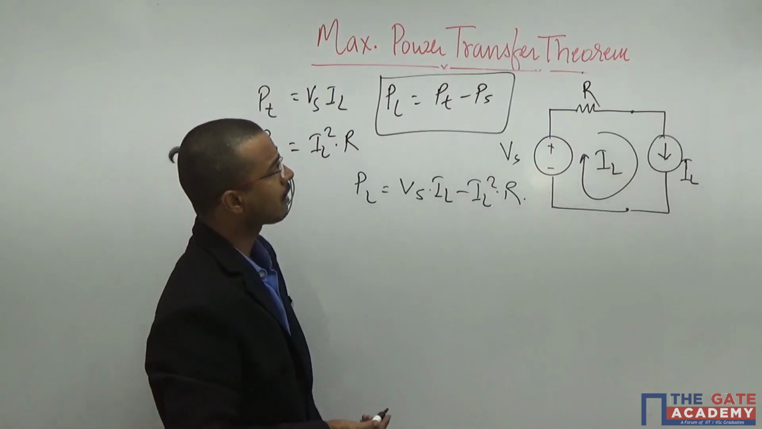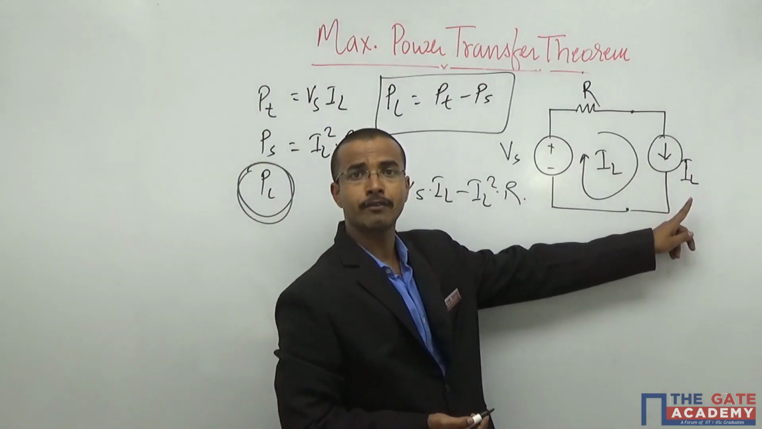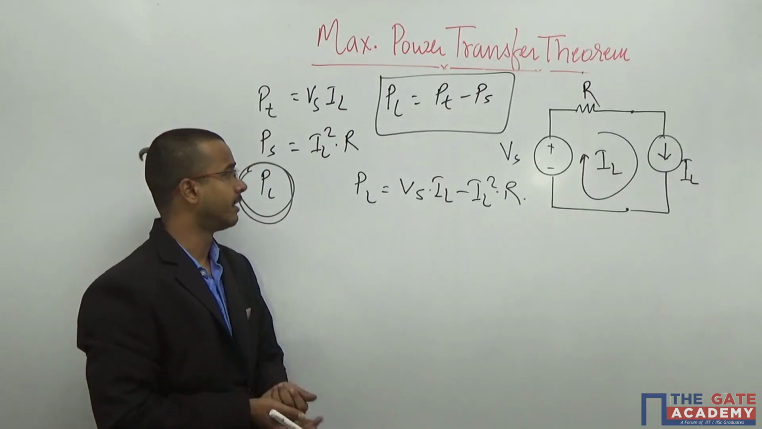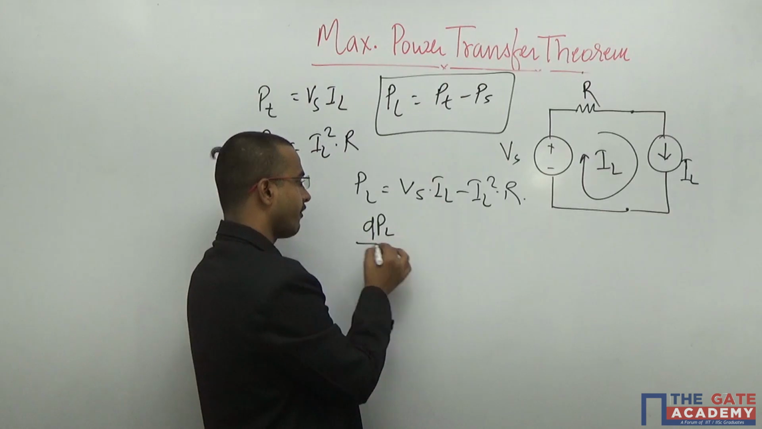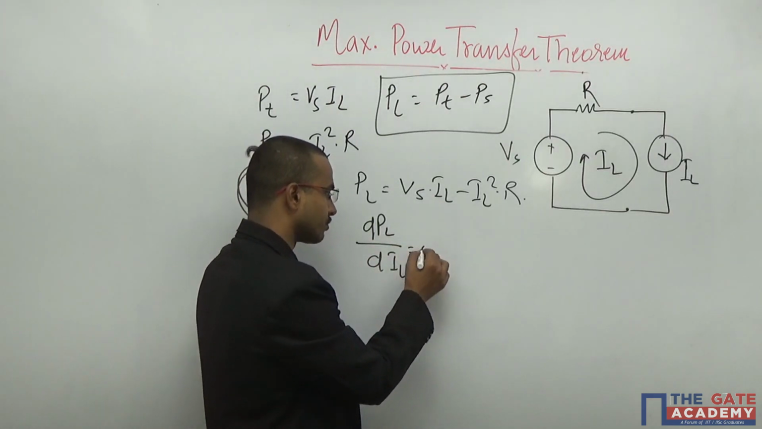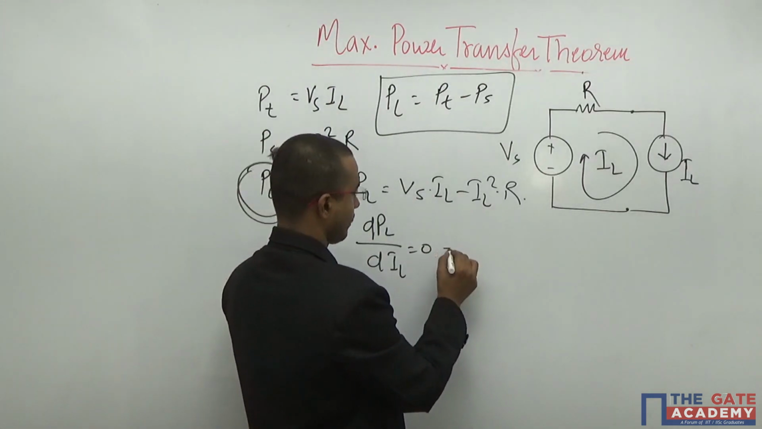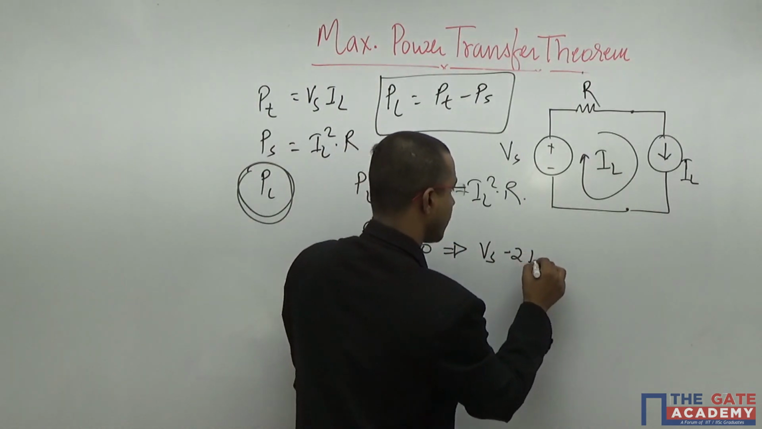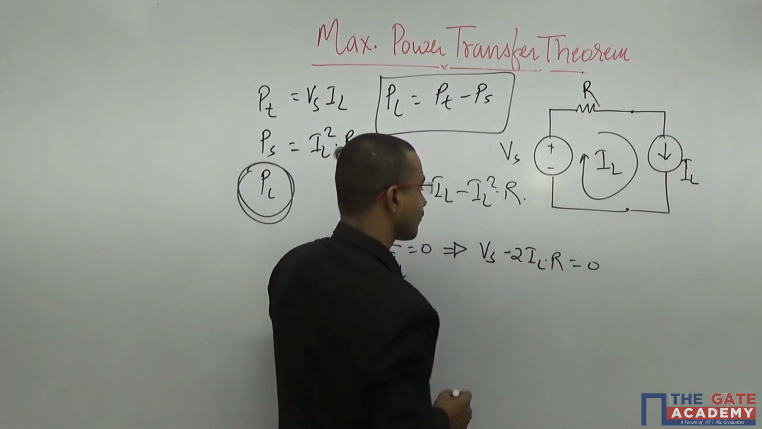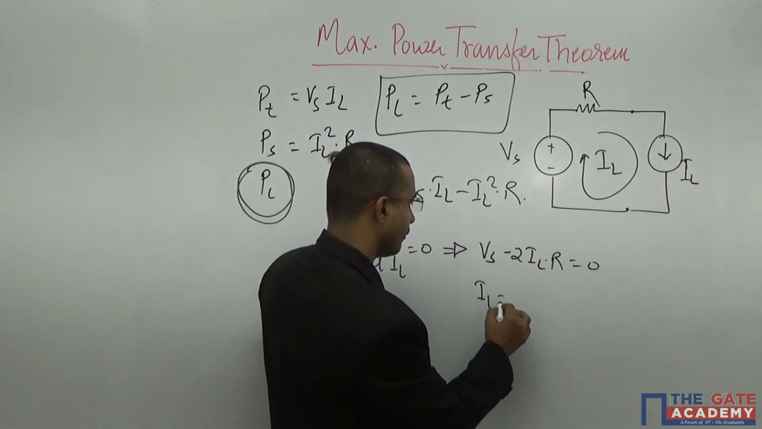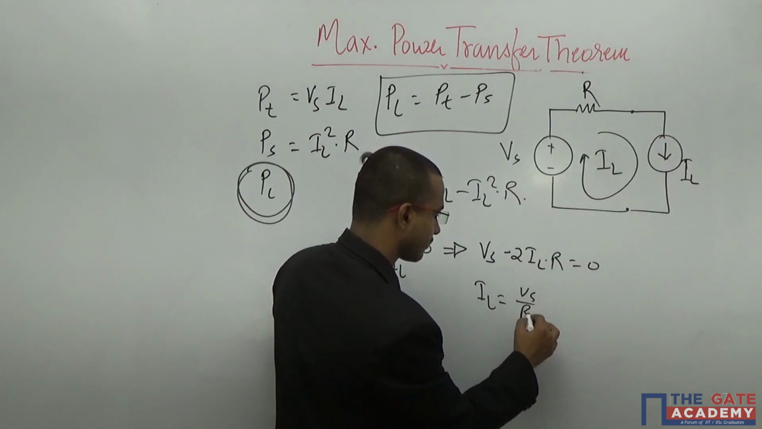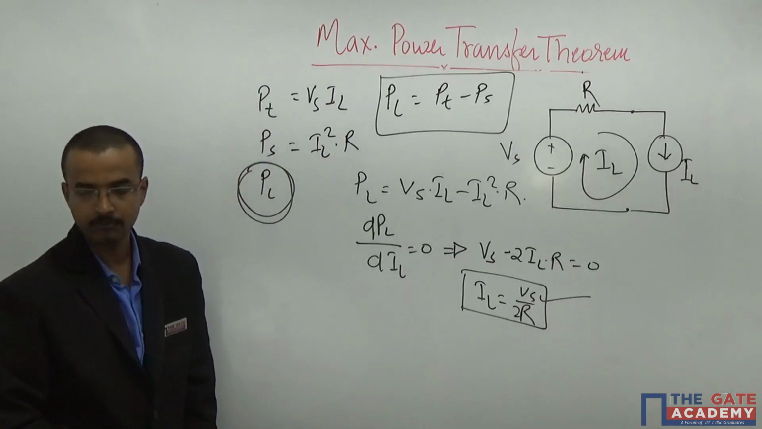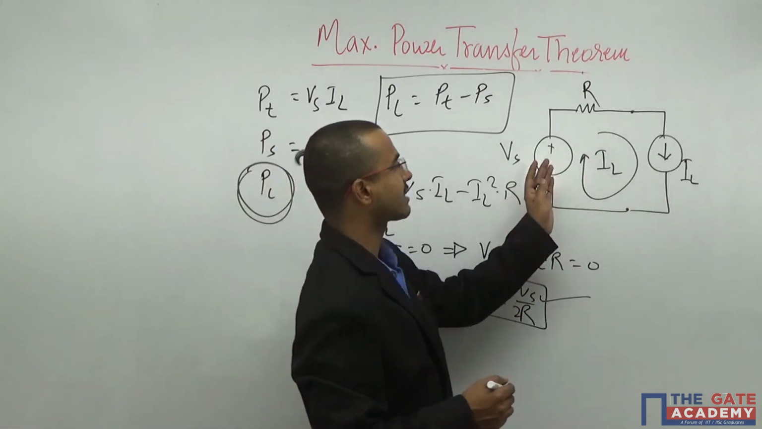But you want to know the value of IL for which you will get this maximum power. That means my independent variable is IL. That means dPL divided by dIL is equal to 0. As you do here, you will get Vs minus 2 IL into R is equal to 0, and IL will be Vs by 2R. And this is your correct option. This is the condition for which you will get the maximum power at the load.